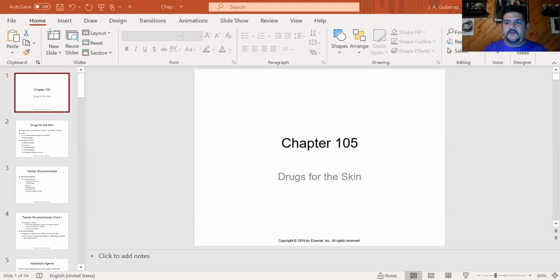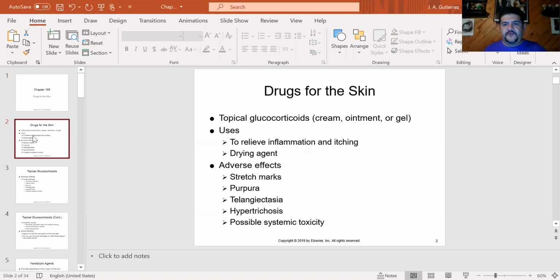Here we go. So, drugs for the skin. The most common drugs that are used for the skin are the topical glucocorticoids, or topical steroids. The most common one. Why? Because regarding inflammation of the skin, dermatitis, steroids, like I mentioned in previous chapters, are the best drug out there to take the inflammation away. And obviously, because of the effects that it has on a cellular level, it's gonna affect the way that the tissue reacts to it.